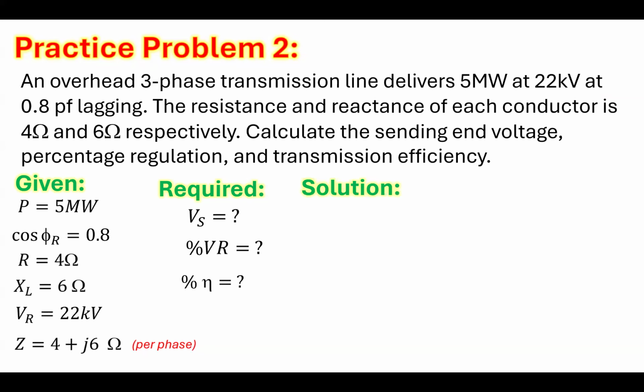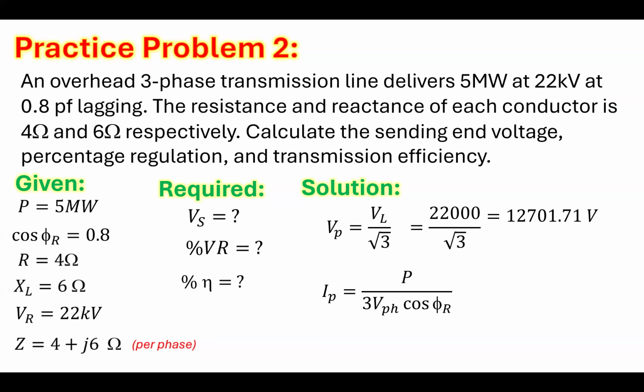So we are asked to solve for the sending end voltage, the percentage regulation, and the transmission efficiency. First, we will solve for the phase voltage. So line voltage divided by square root of 3. So that is 22,000 divided by square root of 3. This will give us 12,701.71 volts.